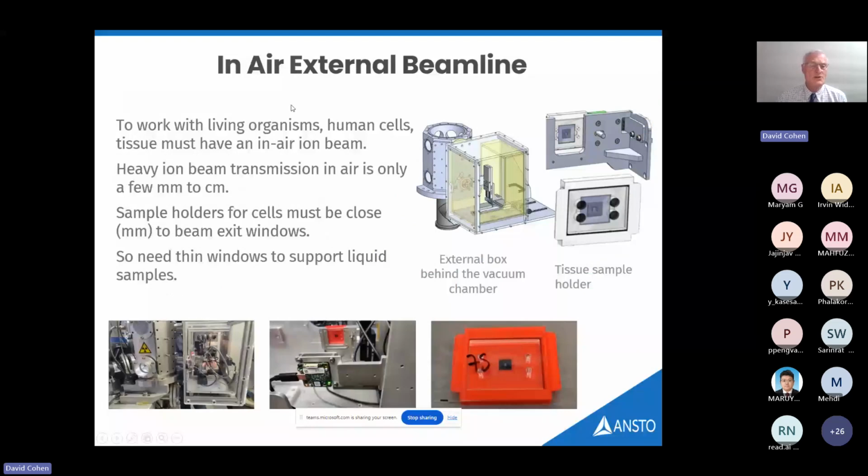And the reason you want to take it out of vacuum is that if you're looking at living organisms or human cells or biological cells, you clearly can't put them in a vacuum. So this is a vacuum chamber, and on the back of it, you put an external beam through a thin window, and then you can irradiate material. You bring the beam out through the vacuum chamber into a Perspex box, and then you can irradiate not only electronics, but human cells that won't go into vacuum.